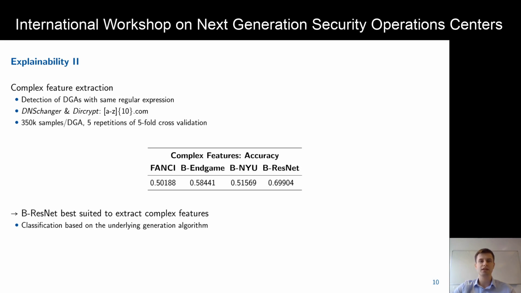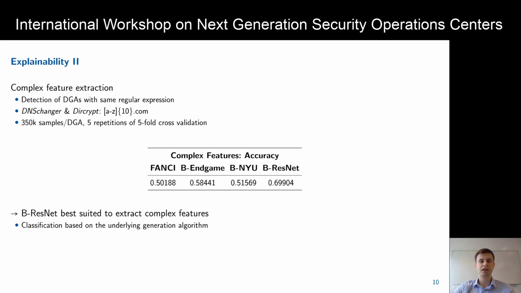For this, we use the DNS changer DGA and adjusted the decrypt DGA such that the domains it generates match the same regular expression by fixing the length to 10. The table shows the average results for the different classifiers. Fancy and the NYU model fail to separate these two classes and are very close to random guessing.